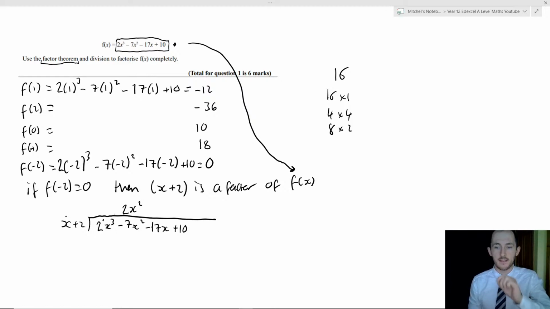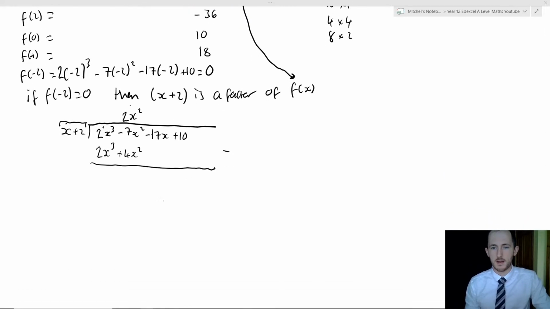Then I take that 2x squared and I times it by both things in the divisor. So 2x squared times x gives me 2x cubed again, and that should always happen. Okay, you should always get the same thing. Then I times it by the other thing. 2x squared times 2 is plus 4x squared. Okay, and then what I do is I subtract both lines of these.